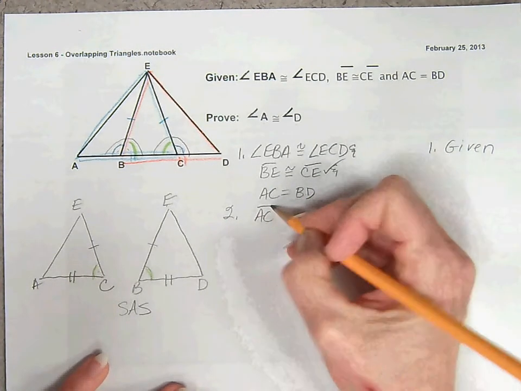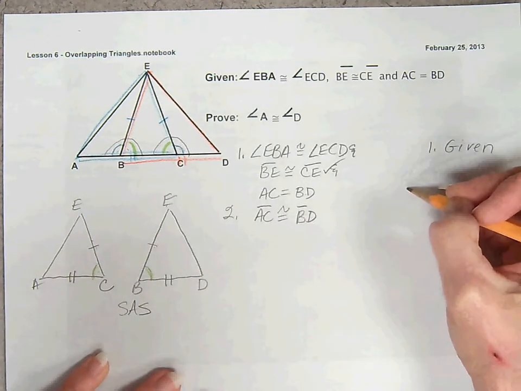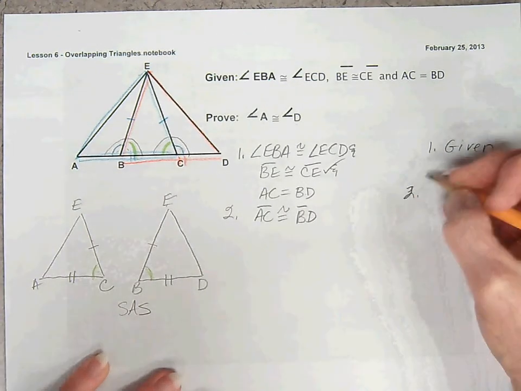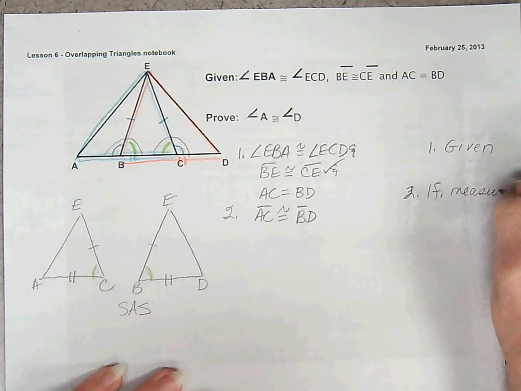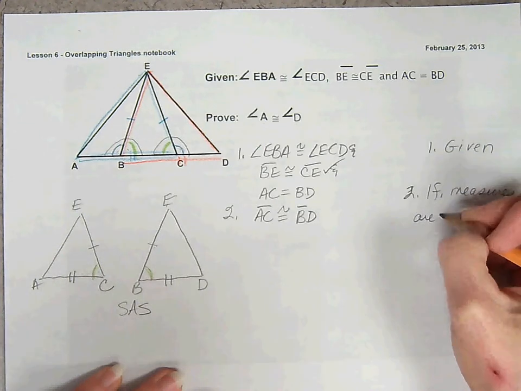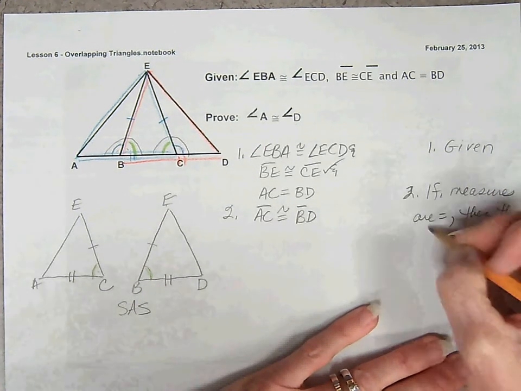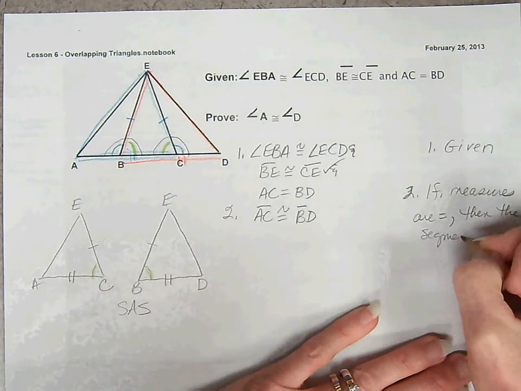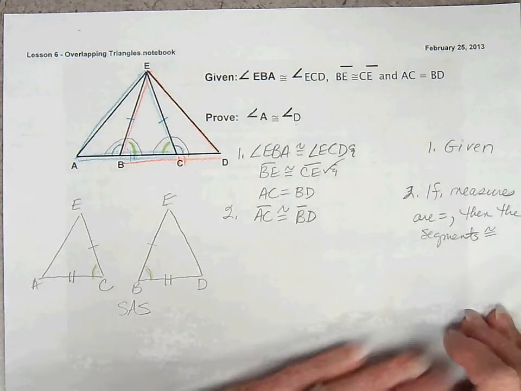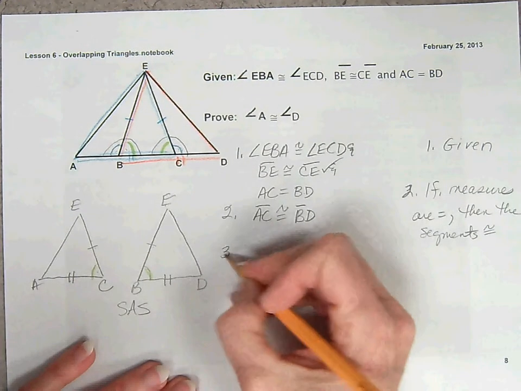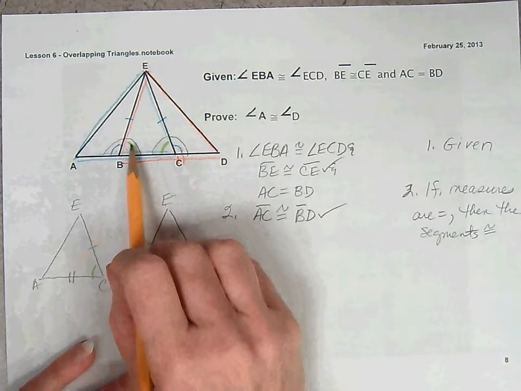We can say that segment AC is congruent to segment BD because if the measures are equal, then the segments are congruent. If the measure of the segments are equal, then the segments are congruent. Okay? All right. So there's our two sides. Now we just got to get that angle.